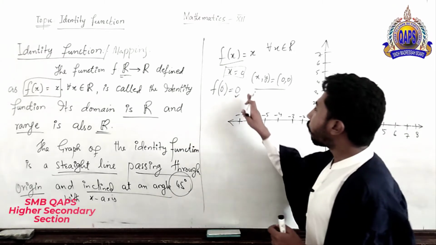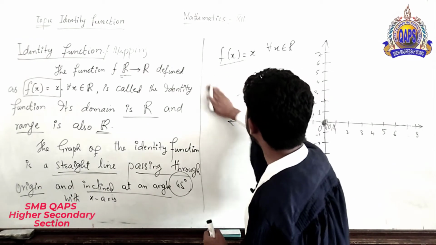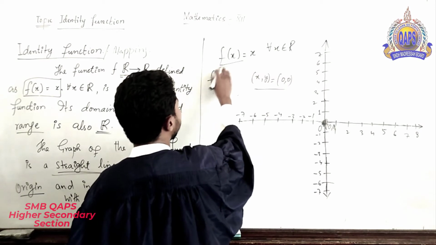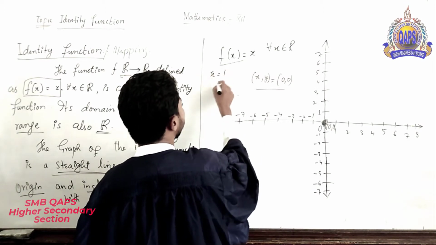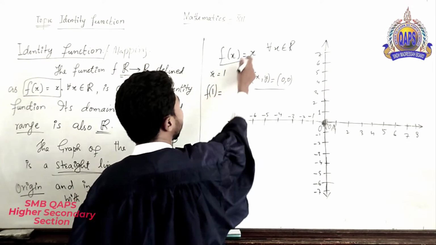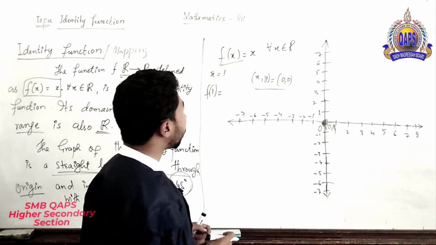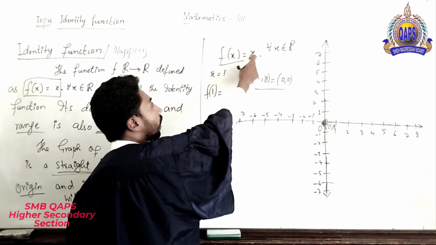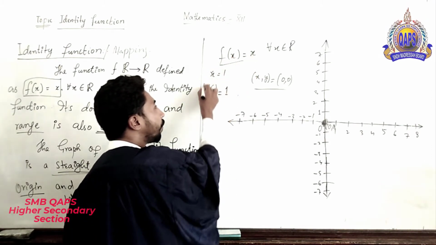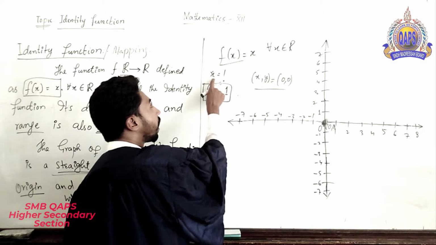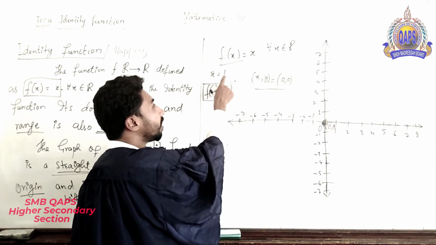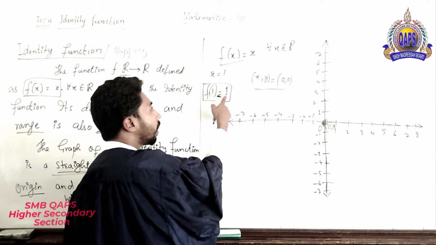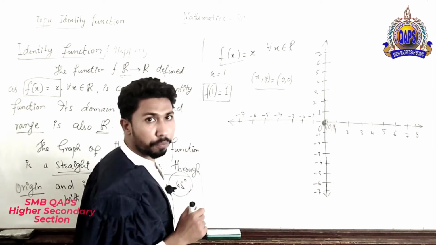Okay. Now let's suppose we put the value of x equal to 1. What will the result be if we put 1 in place of x? Here is also x, so the result will be 1. So at the x point, if we put 1, then the outcome will be 1. So the value of x is 1 and the value of y is also 1.